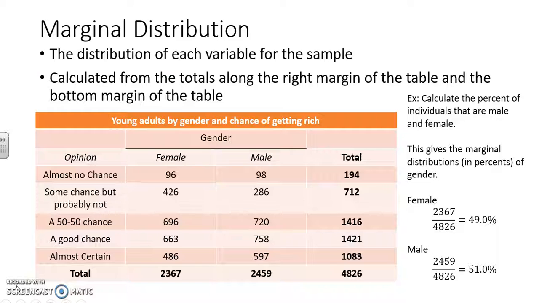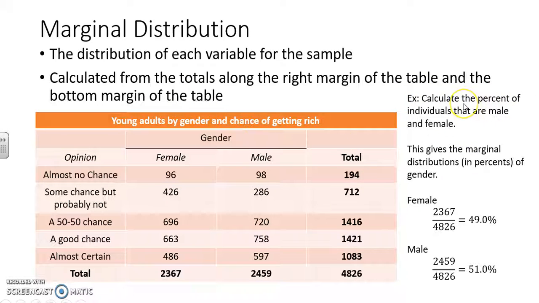Let's go over what a marginal distribution is. The marginal distribution tells us the distribution of each individual variable for the sample, calculated from the totals along the right margin of the table and the bottom margin of the table. So let's do an example.